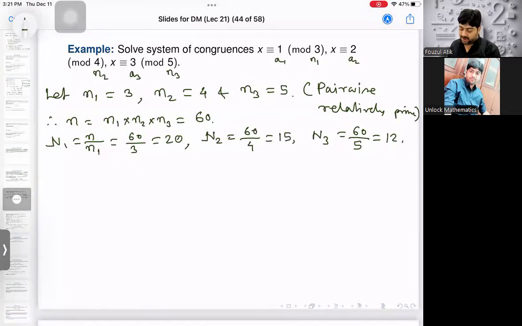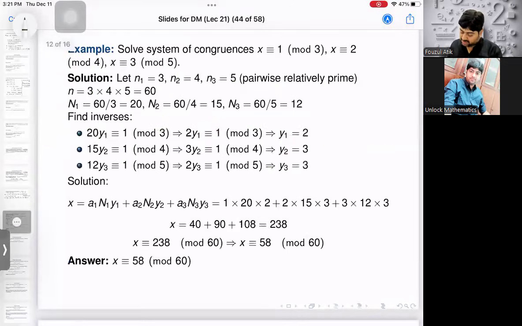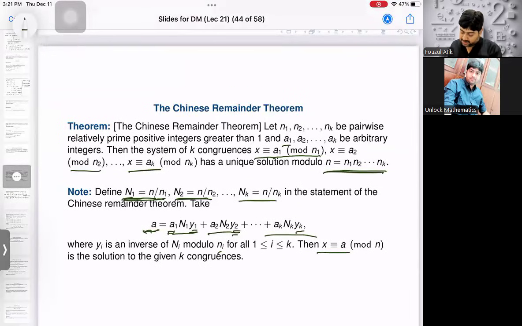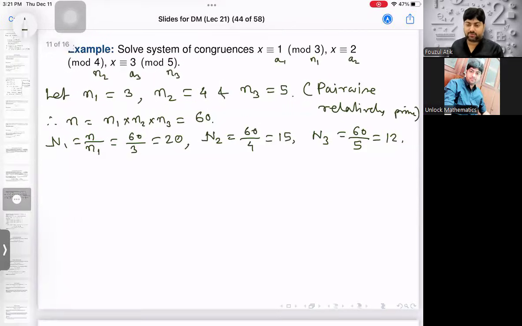So we got the capital Ni, and a1, a2, a3 we also have. What we do not have in the solution are y1, y2, y3. What is yi? Yi is the inverse of Ni modulo ni. So I have to find the inverses. Basically I have to solve three congruences. The first one is 20 y1 congruent to 1 modulo n1, which is 3. So I have to find the inverse of 20 modulo 3.